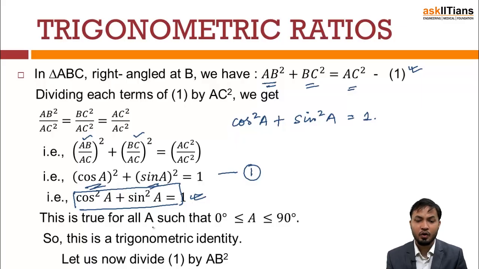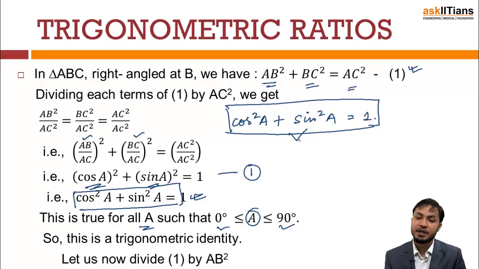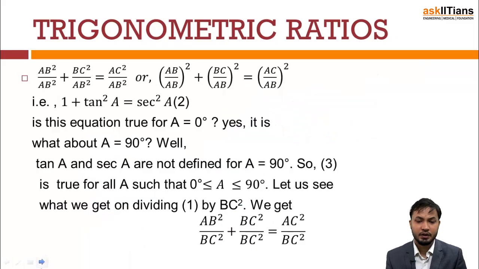So this is true for all A's, for the case that my angle A will always lie from 0 to 90 degrees. This identity holds true only for 0 to 90 degrees. If the angle is greater than 90 degrees, then this might not exist. But since at your level we are studying only the angles from 0 to 90 degrees, you should remember by heart that cos square A plus sine square A gives me 1.